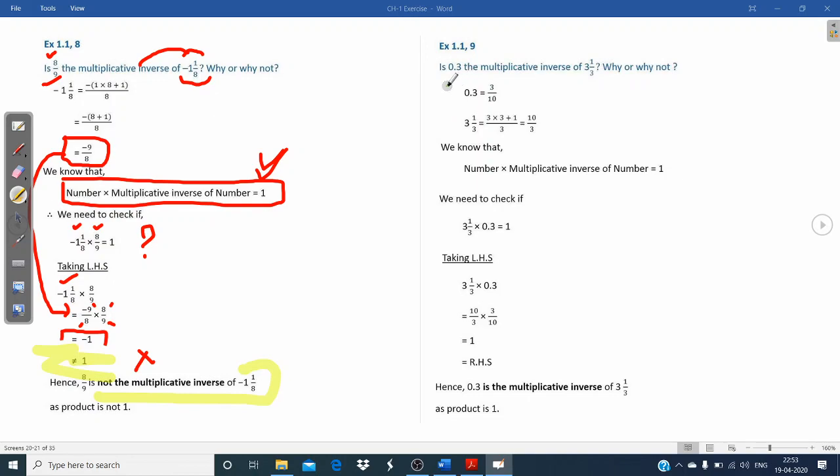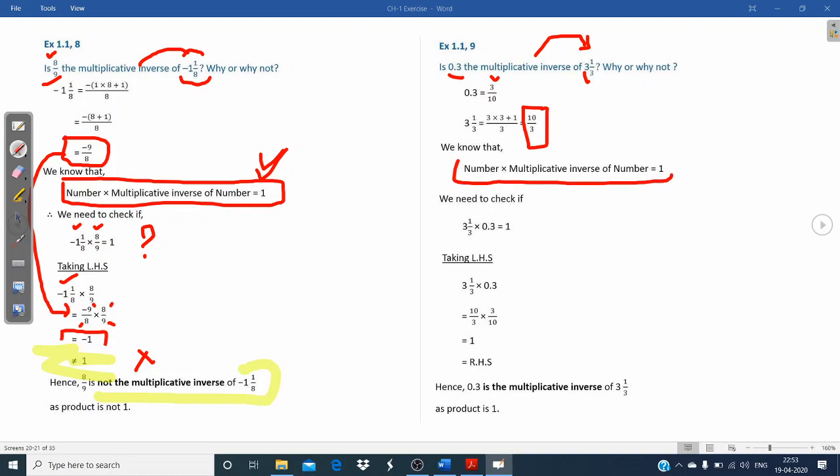Similarly, in the next question also you have to do the same thing. You have to see whether 0.3 is a multiplicative inverse of 3 1 by 3. So 0.3 means what? 3 by 10. So you have to see whether 3 by 10 is a multiplicative inverse of this given number. Let's resolve this number. 3 3's are 9, 9 plus 1, 10. 10 by 3. So your number is now 10 by 3.